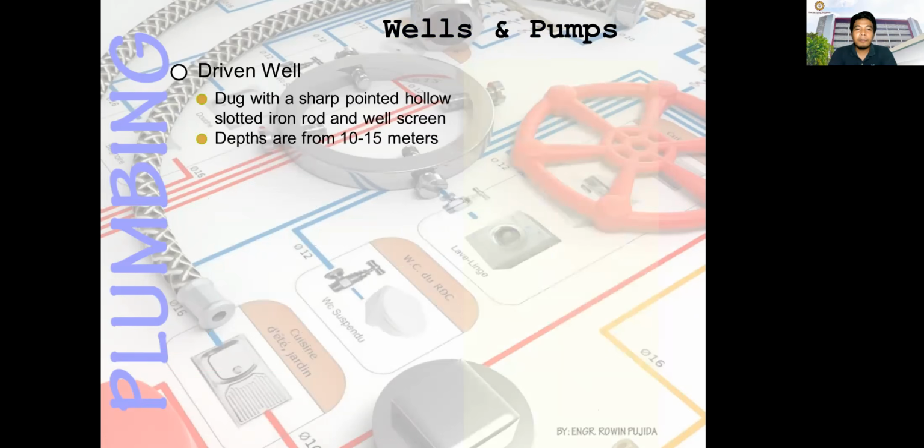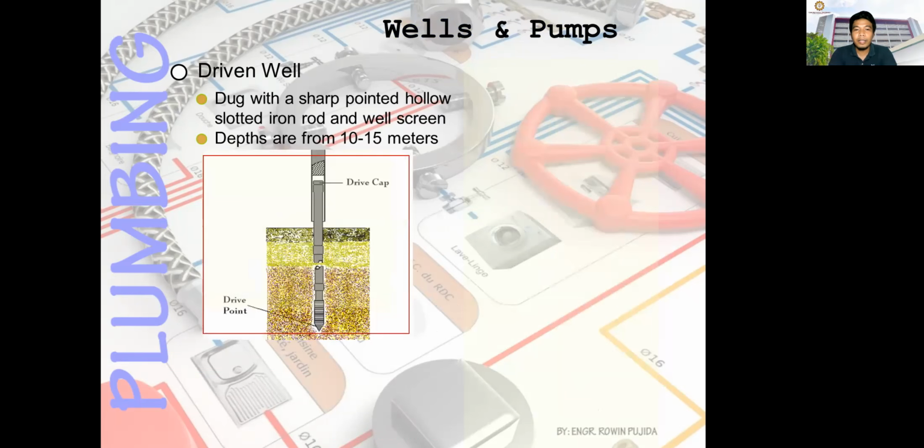Next, you have driven. So dug with a sharp pointed hollow slotted iron rod and well screen. Depths are from 10 meters to 15 meters. So driven meaning you have to drive an iron rod. So maybe you can see that in bridge construction, you have driven piles. So that is the same method as the driven well.